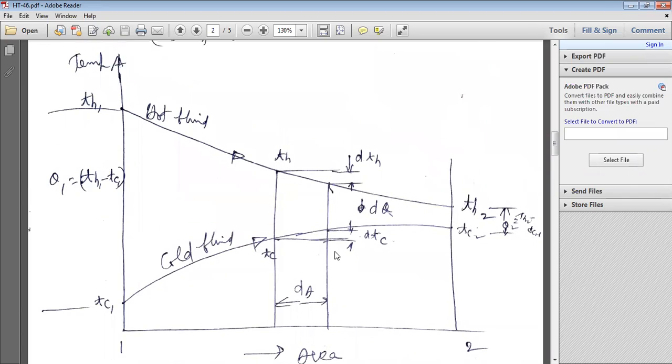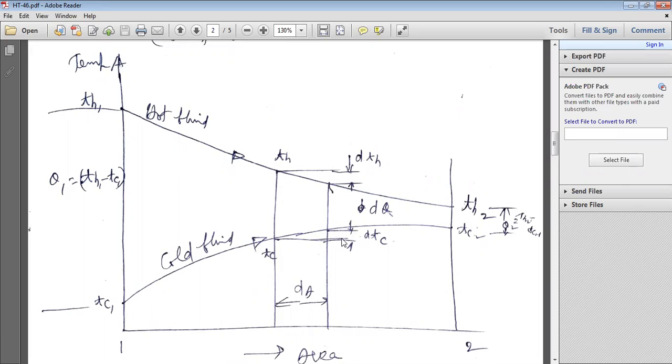Now consider a small elemental area dA in between. On the left side, TH is the temperature of the hot fluid and TC is the temperature of the cold fluid. On the right-hand side, there is a small differential temperature difference for the hot fluid, dTH.